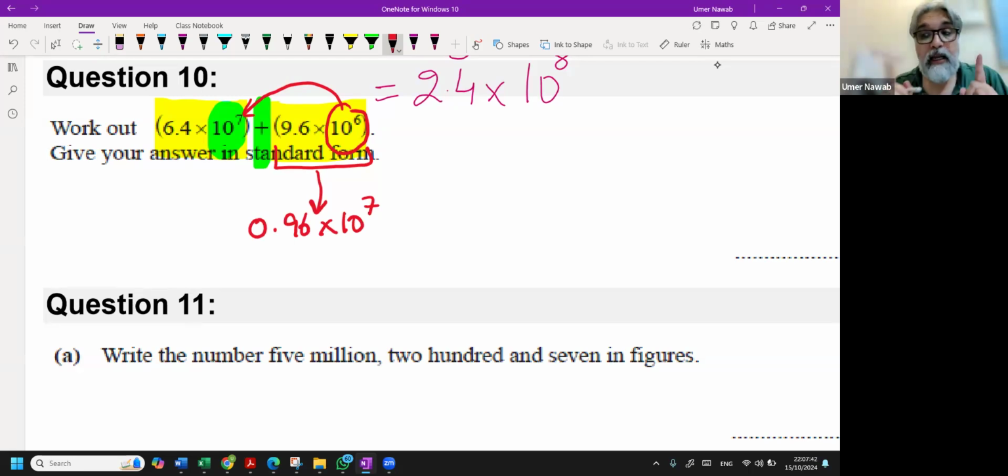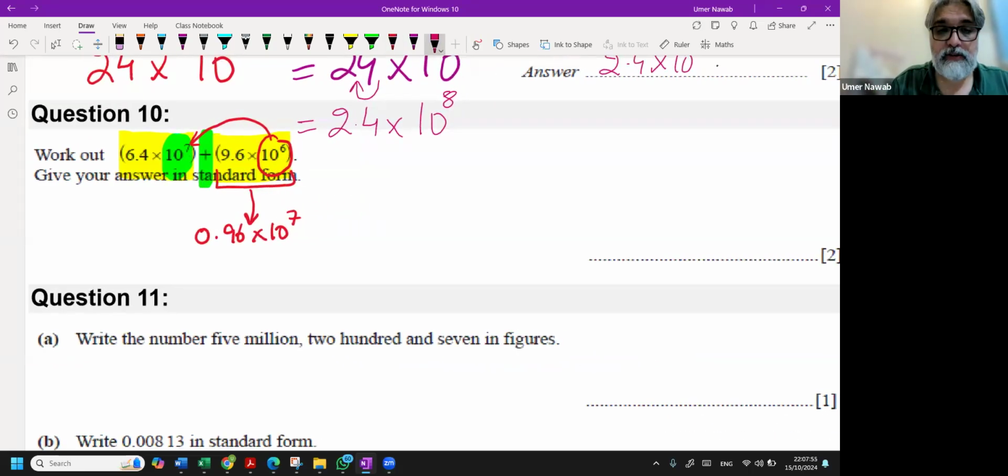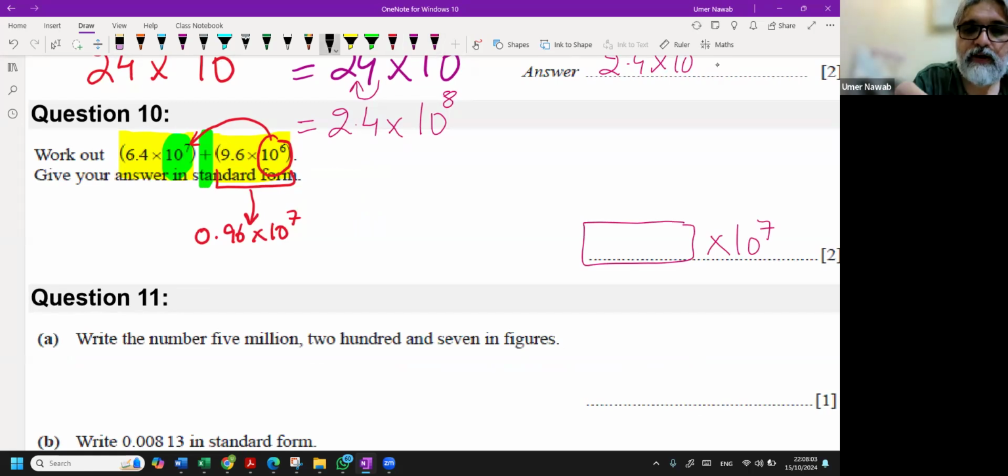Wonderful. So in the case of plus and minus of two standard forms, you have to make both powers equal to the biggest power. Once you confirm that, my final answer is going to have 10 raised to power 7. But what am I going to write here? Now you have here 6.4 and here you got 0.96.